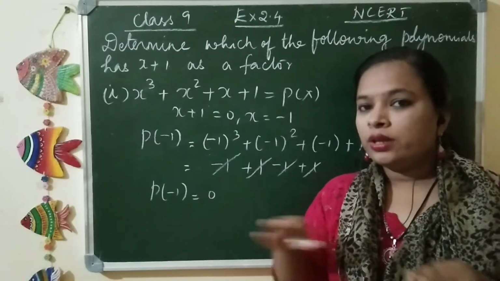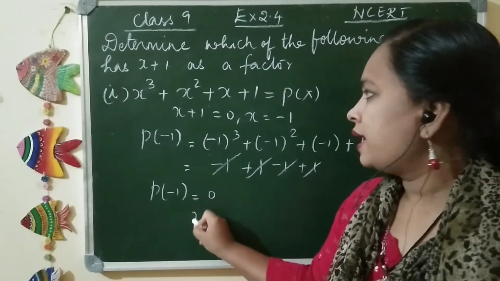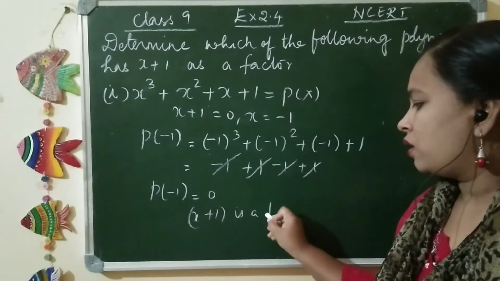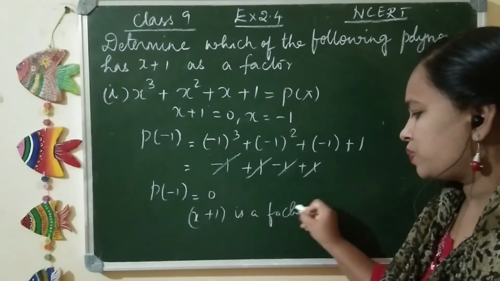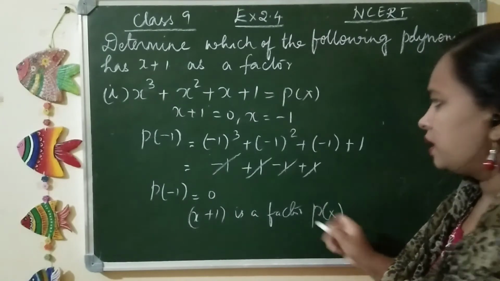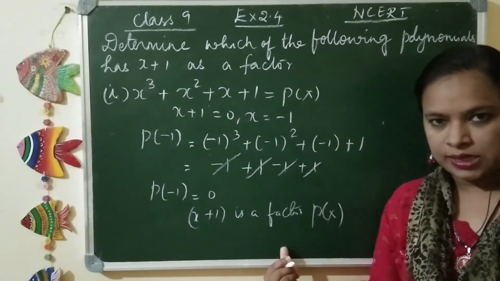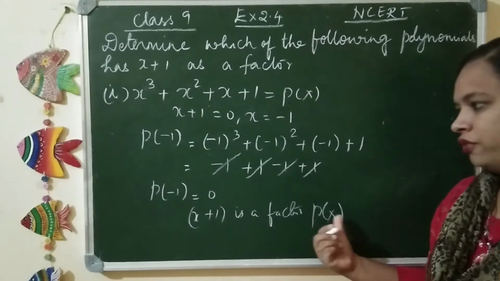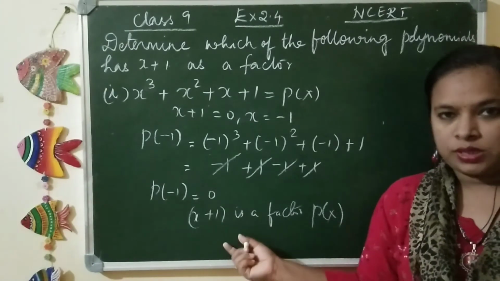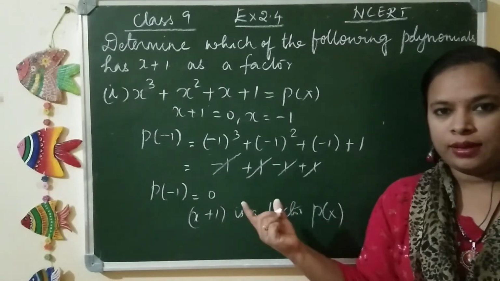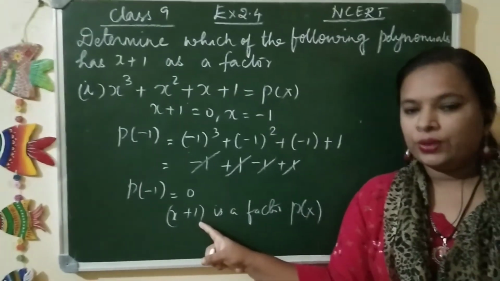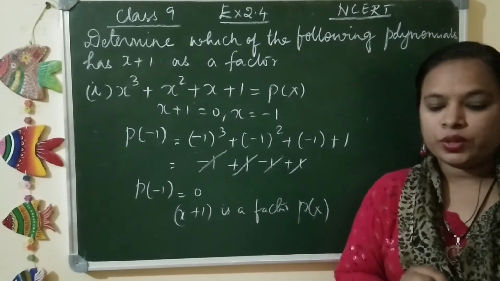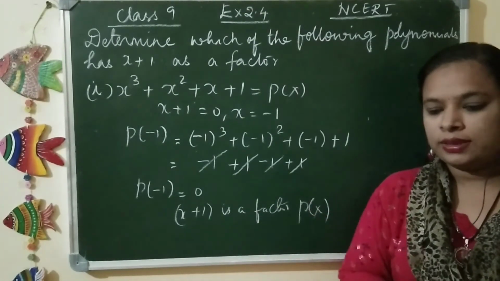So here you can conclude that x plus 1 is a factor of p of x. No need to write the expression once again because you have already equated it to p of x. You can just conclude x plus 1 is a factor of p of x. Now if you get any other number apart from 0, then we cannot say that it is a factor. Okay, now let's see how to solve the next question.